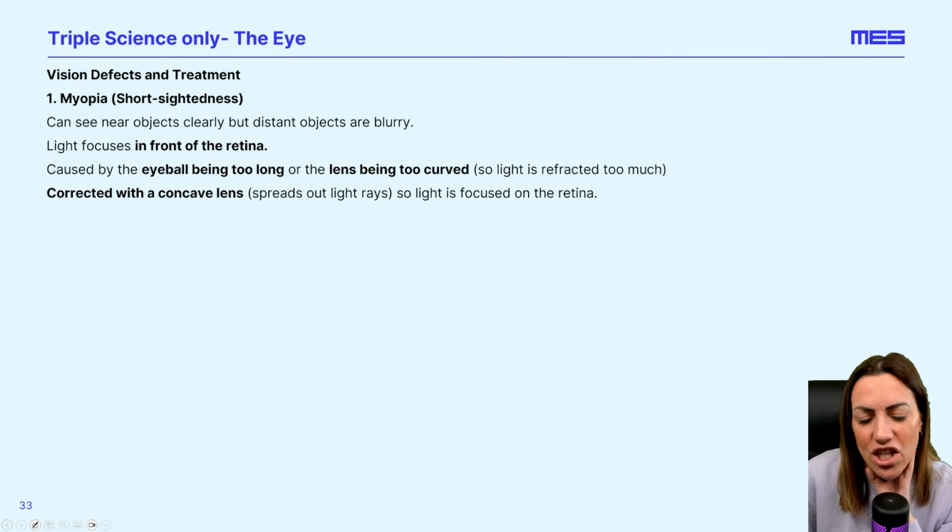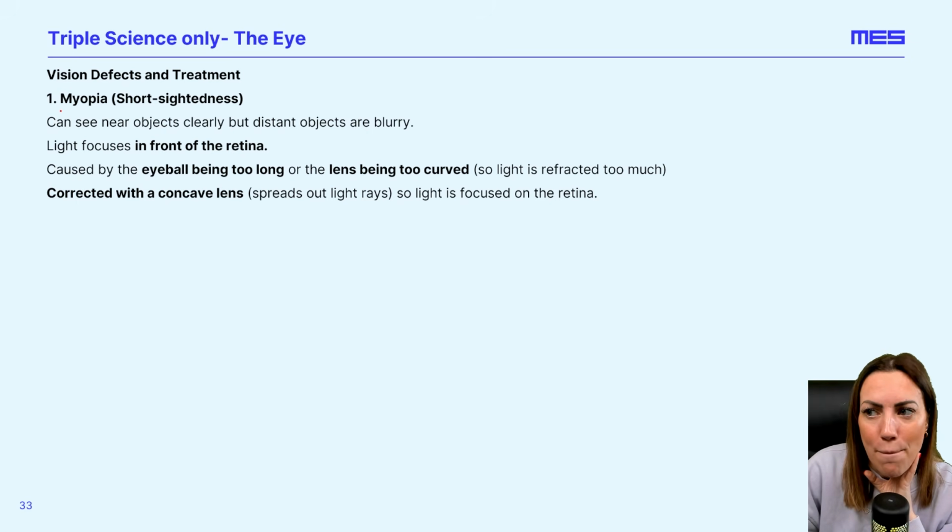Let's talk about vision defects next. So problems with the eye. So we need to know about myopia. Now, myopia is short-sightedness. And again, I have so many silly ways to remember this, but myopia is a shorter word than hyperopia. So I remember myopia is a shorter word, it's short-sightedness.